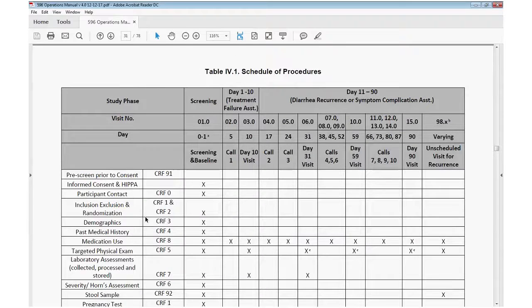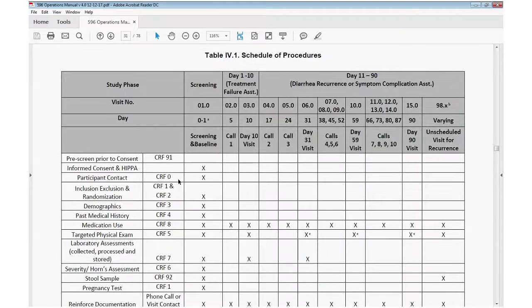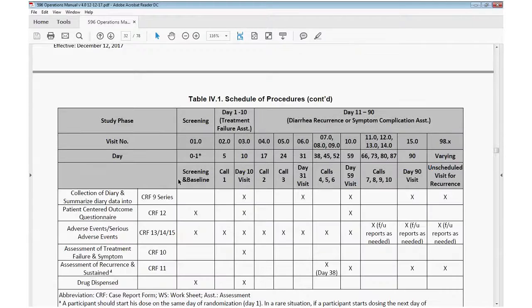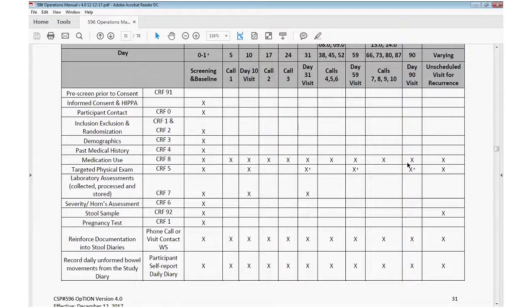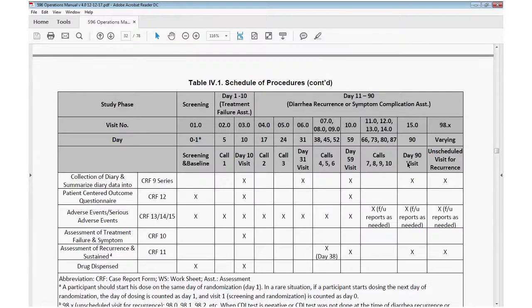The schedule of procedures is also a very important form. It lists all the forms that will be needed as well, and other things that should be done on top of the forms, and what should be done during each visit, as well as telling which ones would be considered optional or as needed.